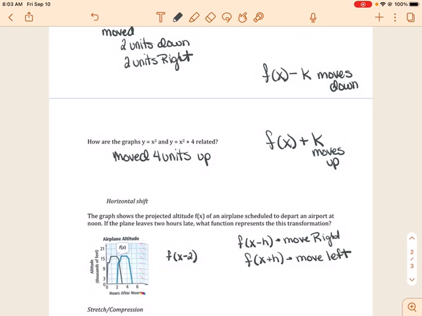Now, inside the function, when we take the entire thing and we're working within the function, it's always opposite. I know that's hard to put your head around, like, why can't we just go the direction it says? Trust me, when we look at the actual form that we're going to use, it's going to make more sense.